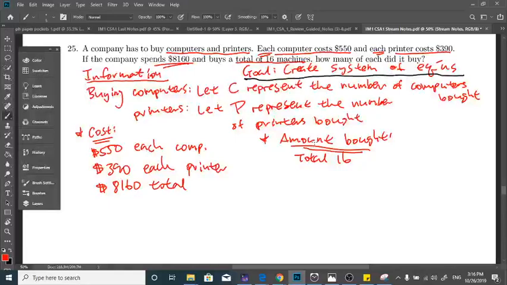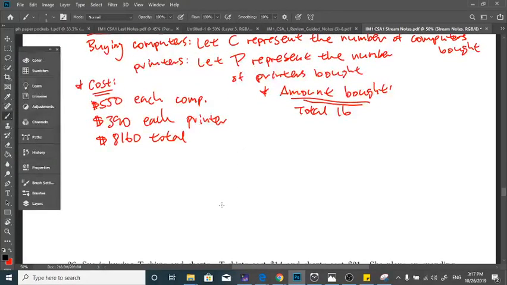Okay, so now let's create our equations. Equation 1. I'll do it down there. Equation 1 is going to be about the cost. Equation 2 is going to be about amount. AMT means amount.